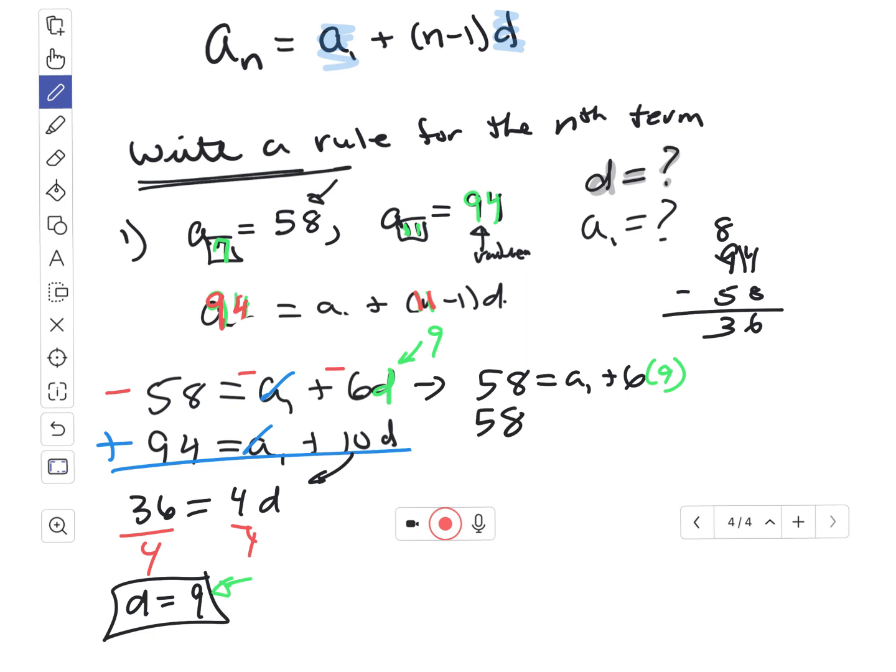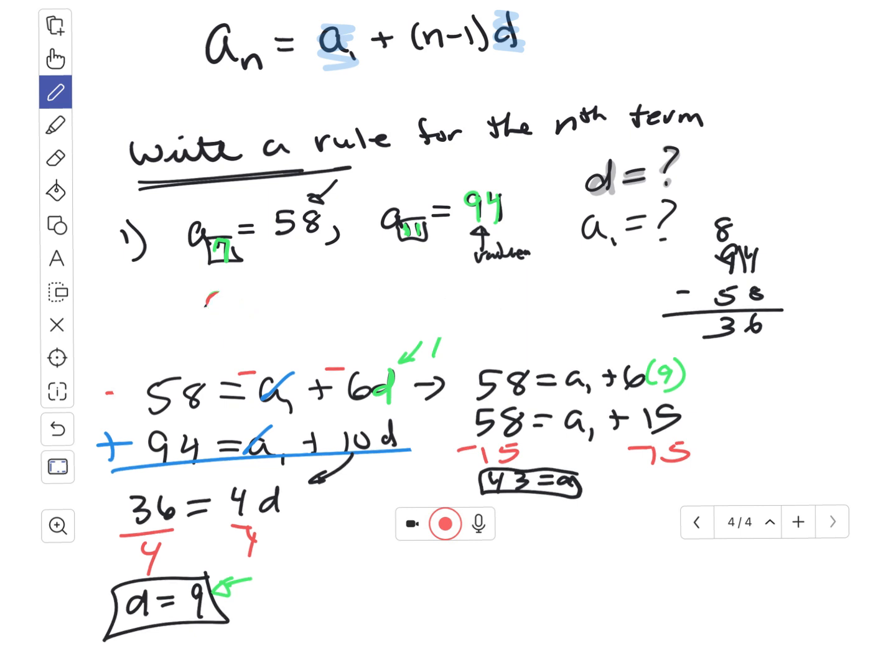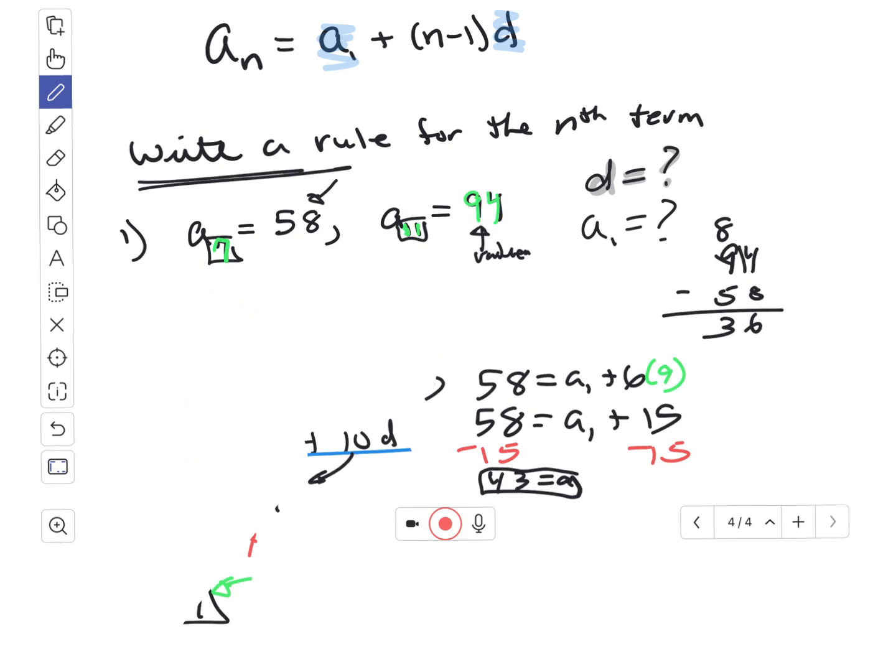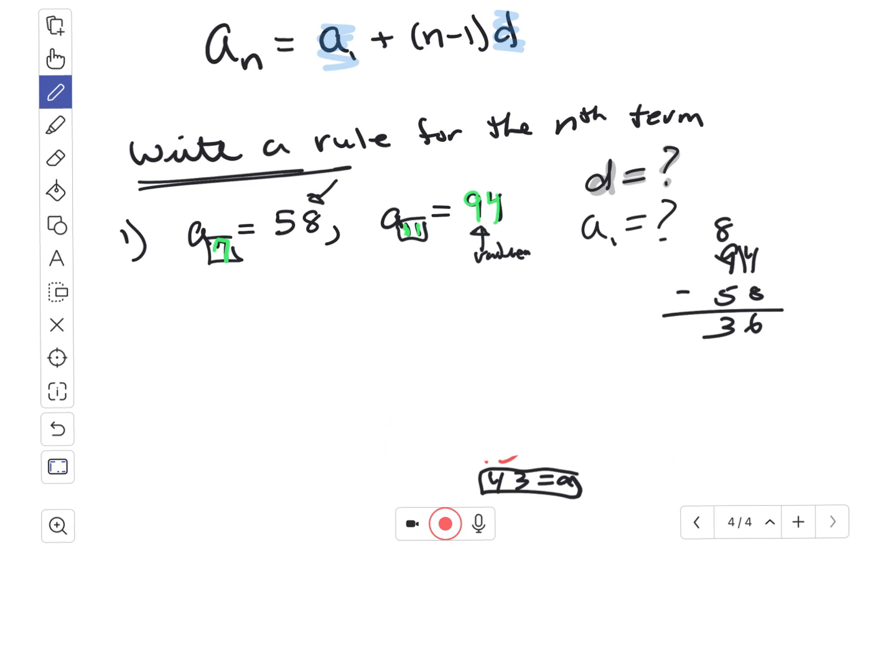And that will help me find a sub 1. It's a lot of algebra. So it's a linear equation. Subtract 15 from both sides. That gives me 43 equals a sub 1, if I didn't make a mistake. And so now I have my two pieces of information, so now I can actually write the equation. Remember, we were trying to write the rule or the equation. I forgot what d was. What did we say d was? d was 9, and we just found out that a sub 1 is 43.